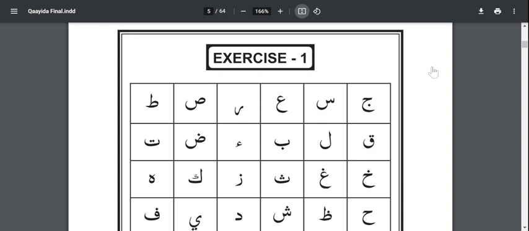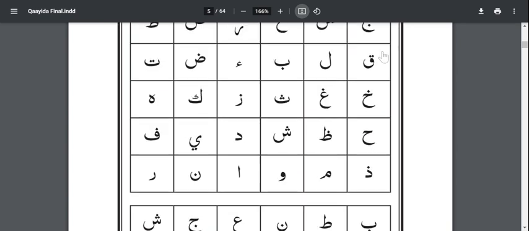Exercise 1. In this exercise, we are going to practice the Arabic alphabet in a random order. That will help us to remember and recognize the letters.